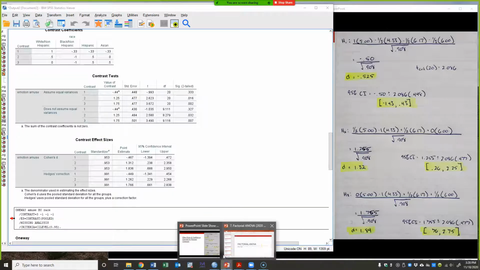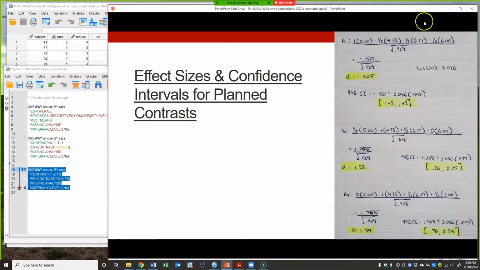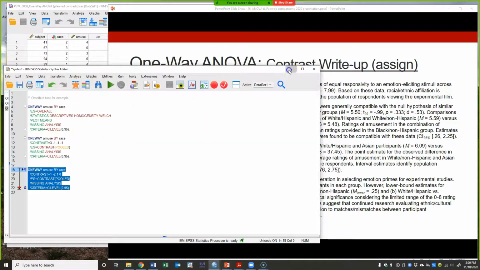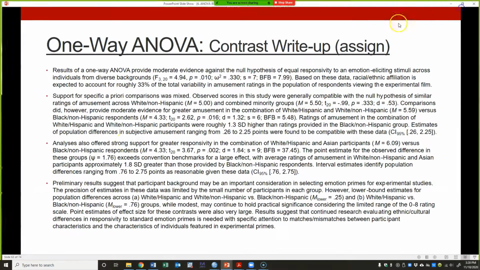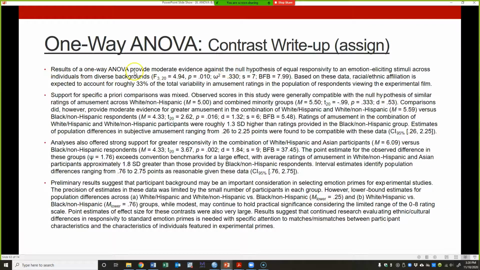And so if we're going to pull this all together, a full interpretation might look something like this, right? Here we're saying results of our one-way ANOVA provide moderate evidence against the null hypothesis of equal responsivity across individuals from diverse backgrounds. Remember, our tests are always testing the null hypotheses. This is always the target, right? We say based on these data, racial ethnic affiliation is expected to account for roughly 33% of the total variability in amusement ratings in the population of respondents viewing this experimental film. Again, I've reported omega squared, identifying that omega squared is a population-based statistic, so I'm incorporating that piece of things in, right?